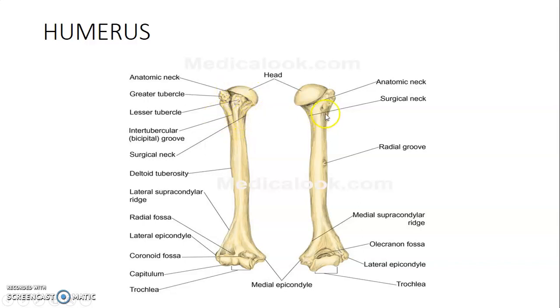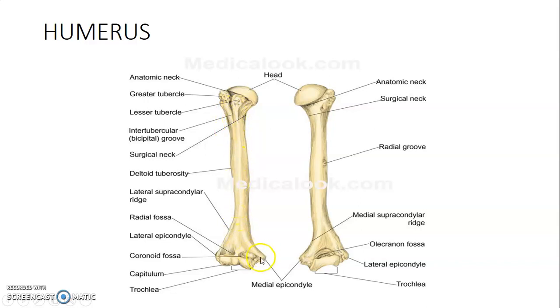The surgical neck has the axillary artery and the circumflex humeral vessels going around it. This is your intertubercular groove containing the long head of biceps tendon. Okay, and within the bicipital groove, we also have latissimus dorsi inserting there. This is your lateral lip of the bicipital groove where pectoralis major inserts, and the medial lip where teres major inserts.